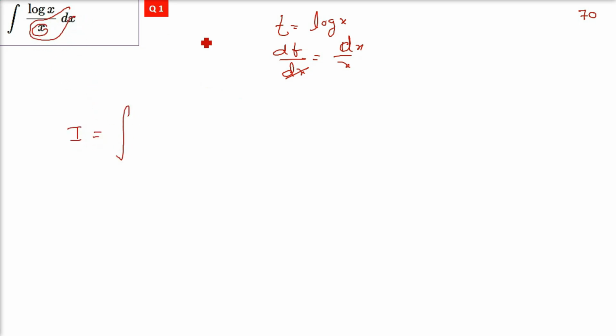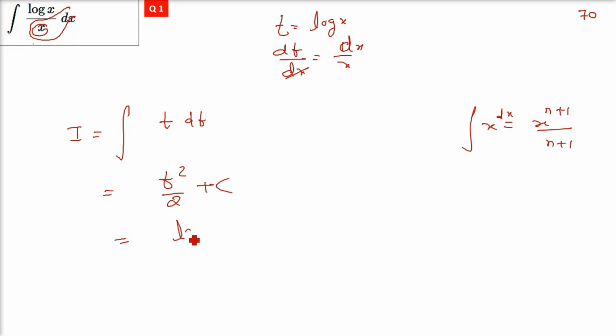So this dx by x, we are getting it as dt. So the integral will be formed like this: dx by x is dt and log x we have taken as t. So this will be t dt. And what is the integration of x raised n? It is x raised n plus 1 by n plus 1. So this is t square by 2 plus constant of integration. What is t here? Log x. So log x whole square divided by 2 plus constant of integration, and this is your final result.